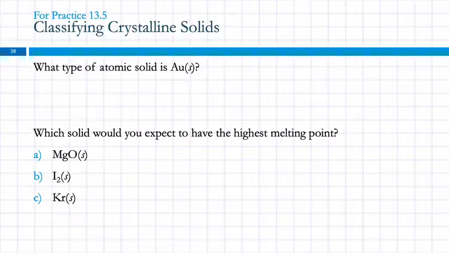So this is the sort of question we should be able to answer. What type of atomic solid is Au? Well, what kind of an element is Au? It's a metal, right? Even if we don't recognize that Au is gold, we can find it on the periodic table and it's in there with the metals. If it's a metallic element, it's a metallic atomic solid, right? So this is metallic.